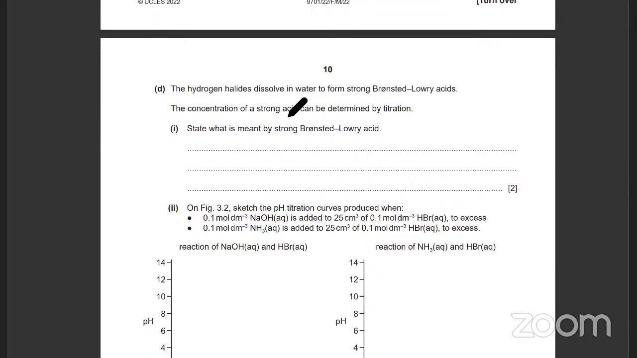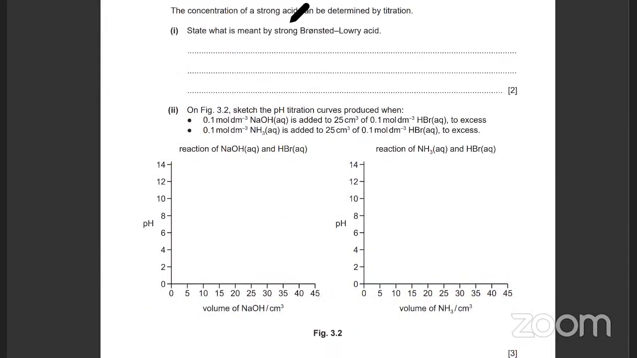State what is meant by the term Brønsted-Lowry acid. That's a proton donor. That's it. And strong, what does strong mean? It fully ionizes. You've got to sketch titration curves. The first thing is just figure out NaOH is being added to HBr, right? So you've got HBr at the bottom, and you're adding NaOH from the top.